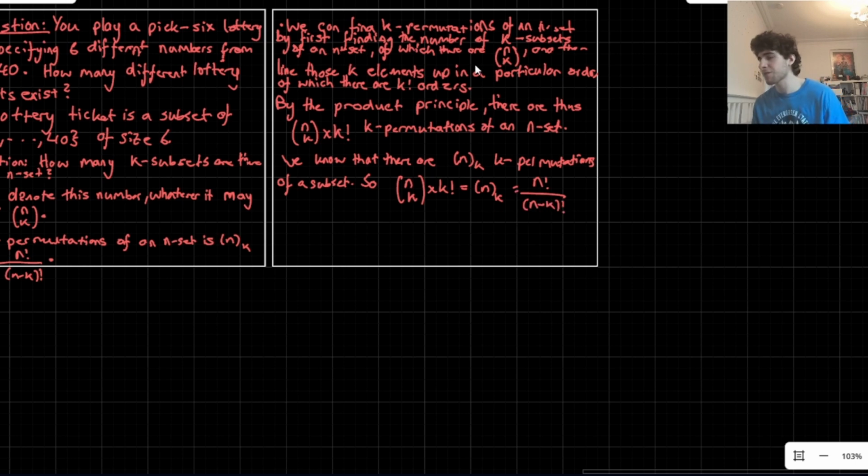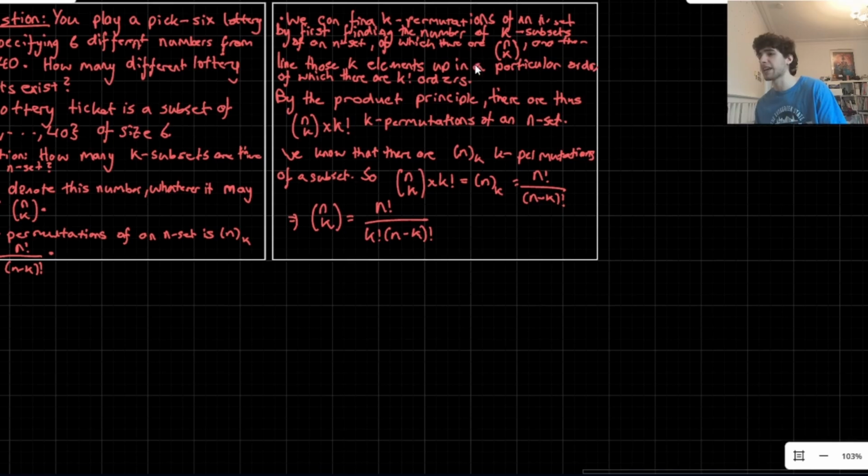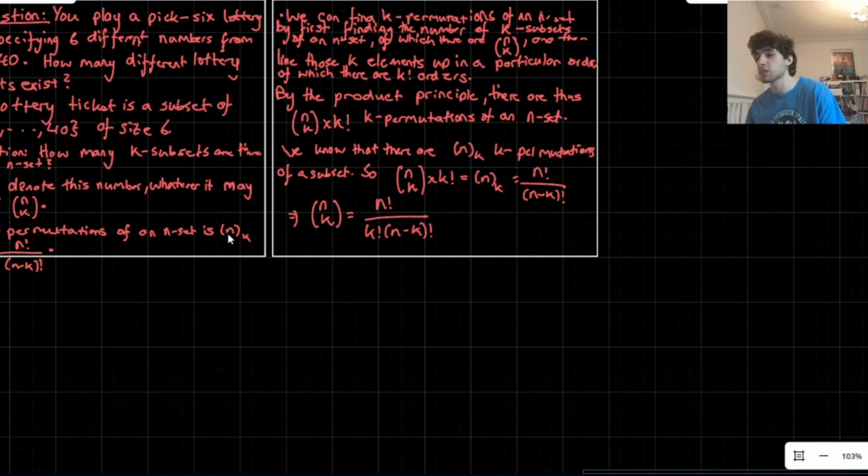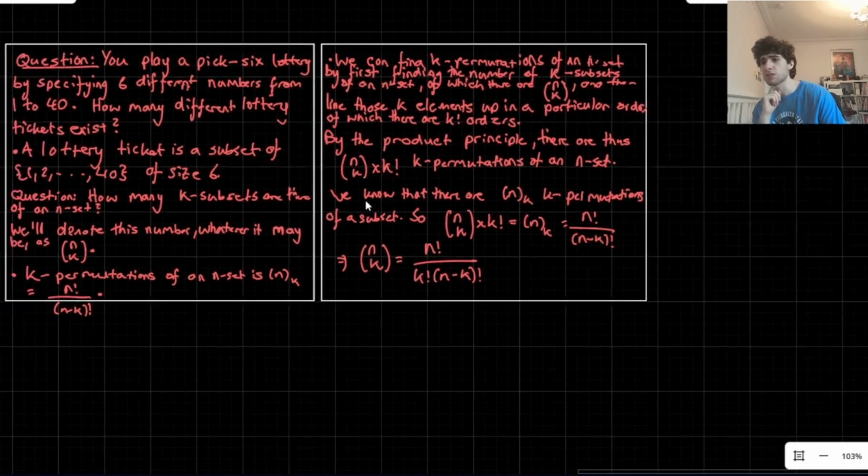And then when you divide by k factorial, which can never be 0 for positive integer k, what you get is that n choose k is equal to n factorial divided by k factorial multiplied by n minus k factorial. We've derived a formula to calculate the number of k subsets of an n set, specifically n choose k, which I'm sure you're all familiar with, as being n factorial divided by k factorial times n minus k factorial. Okay?